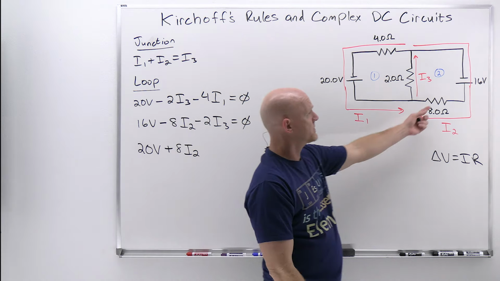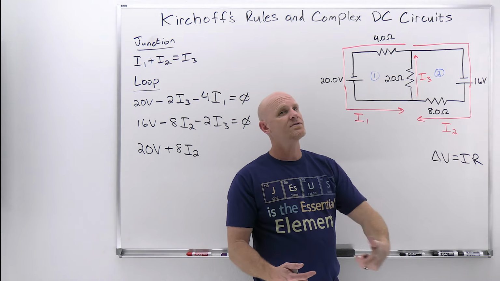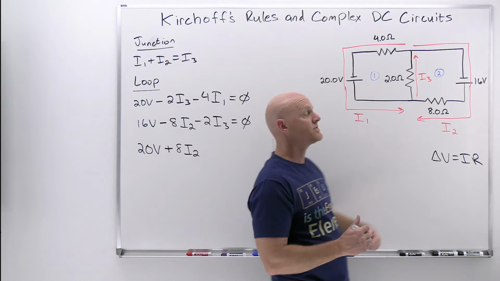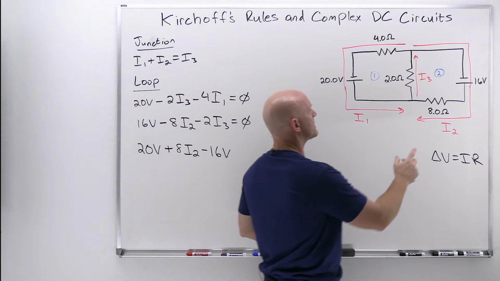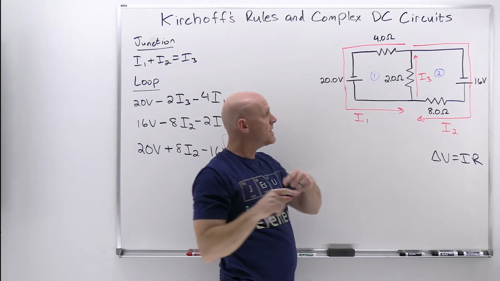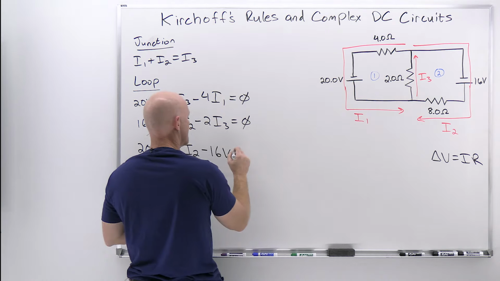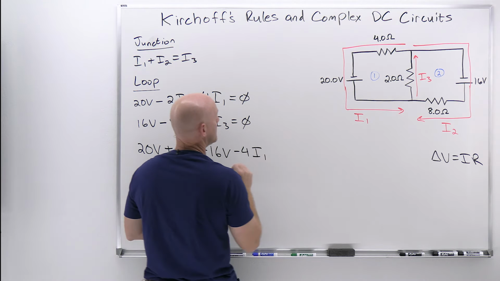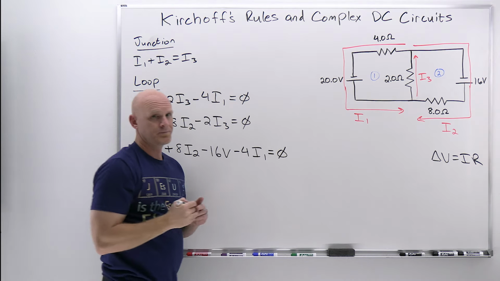Same thing here with the battery. When we encounter this battery, we're actually going from positive terminal to negative terminal. You only get that potential increase when you go from negative to positive. If you're going from positive to negative, you actually get a voltage decrease. So that's going to be minus 16 volts. Keep going around the loop, and now we're going to encounter the 4 ohm resistor. But we will encounter it in the direction in which the current flowing through it is defined, I1. So it will be, once again, a voltage drop. And so we're going to get minus 4 I1, and then we're back to our battery. So this all sums up to 0.